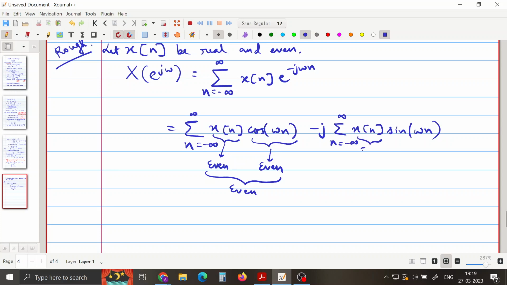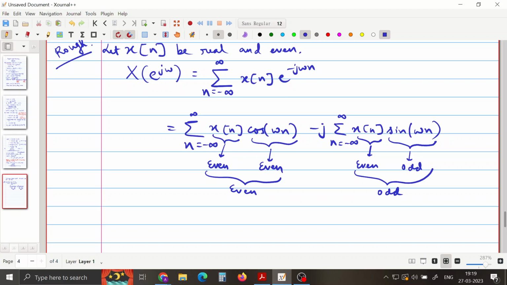Now let's see the second term. So x of n is even by our assumption. Sin of omega n, whatever, it is odd. Now what is the product of an even and odd function? Is it an even function or an odd function? It's odd. Yes, it is odd.